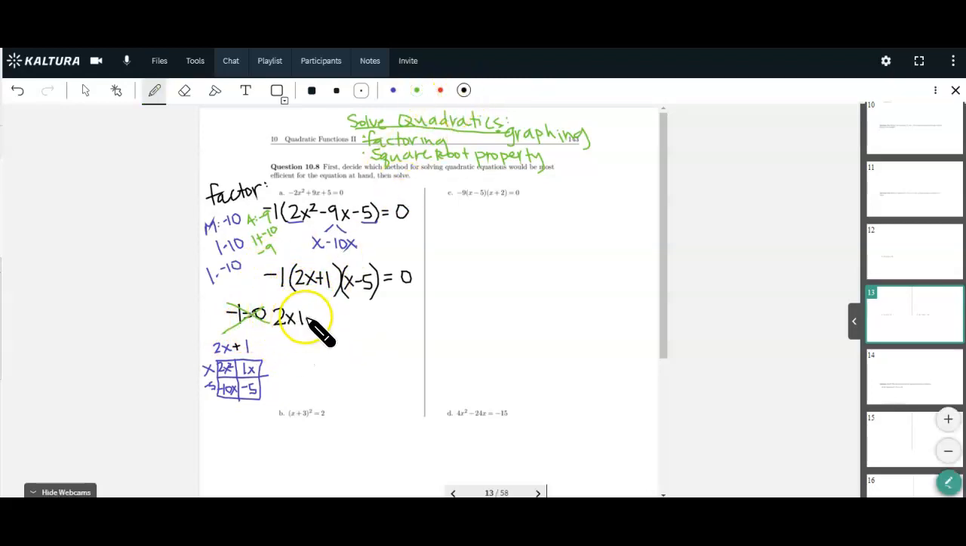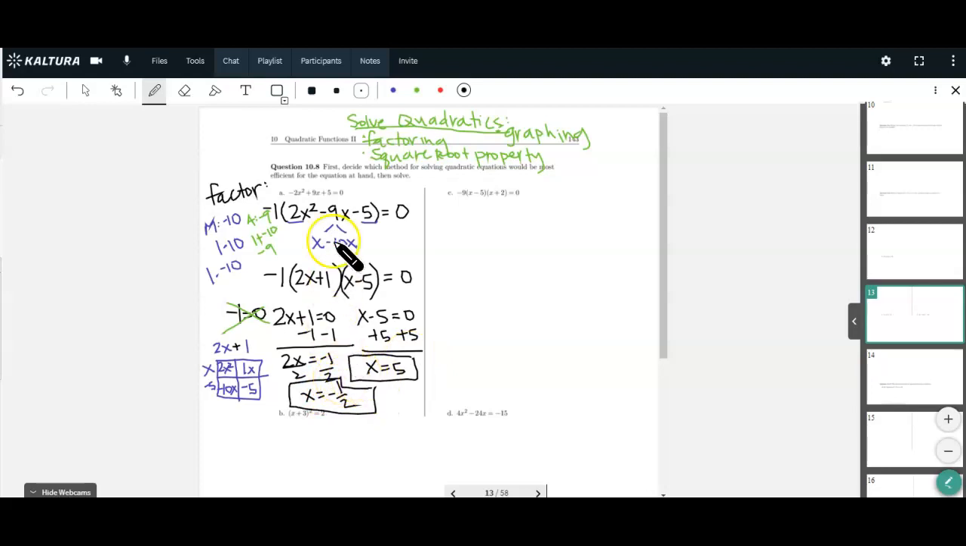So 2x plus 1 equals 0, and then our other factor, x minus 5 equals 0. And then we'll solve each of these for x. So subtract the 1 over, and then divide by 2. So x equals negative 1/2. And then here, we'll add the 5 over. So x equals 5.